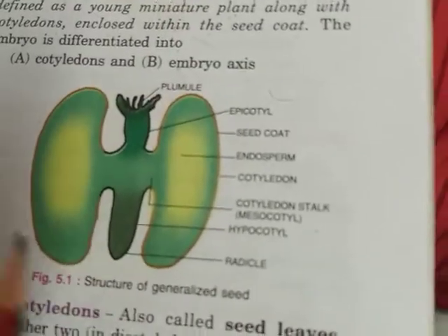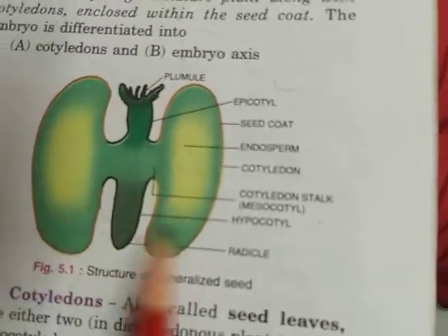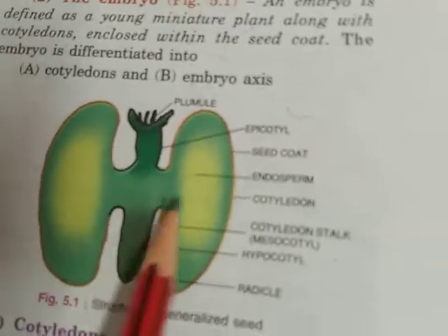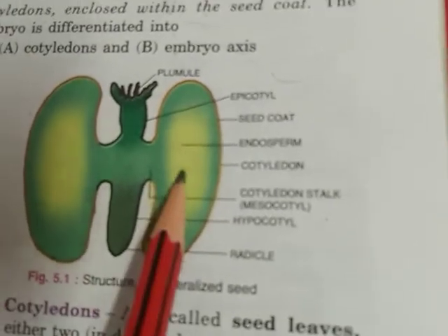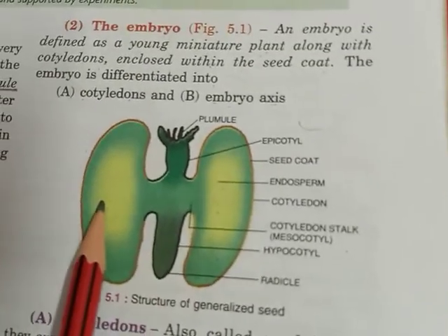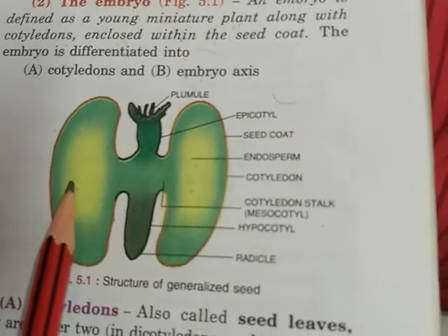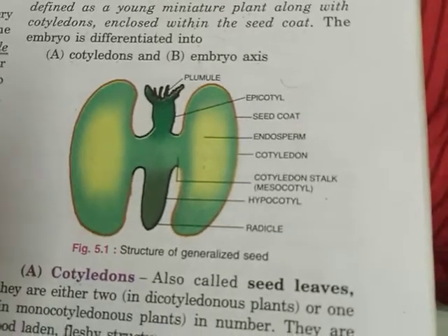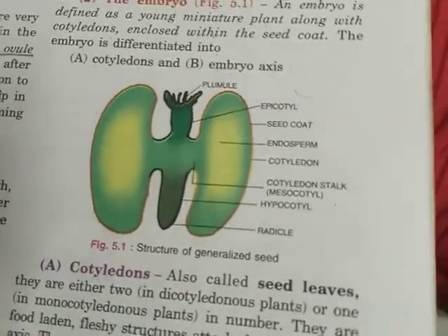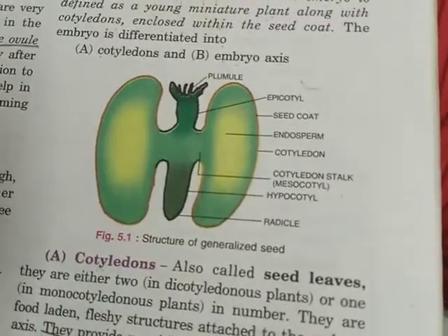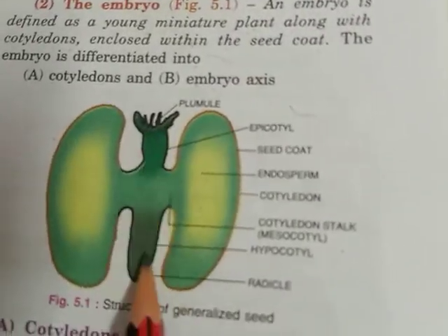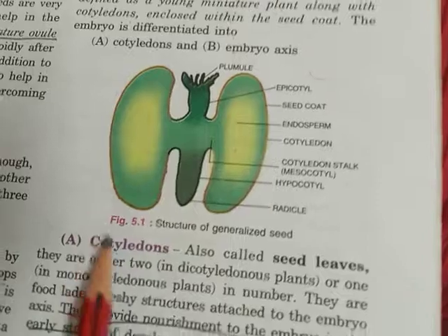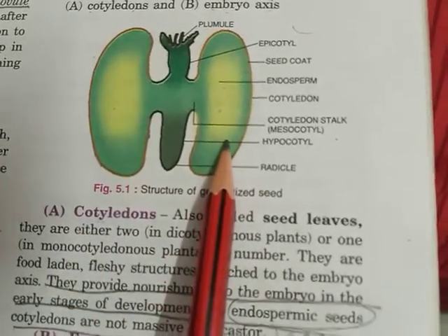Here is the structure of a generalized seed, and this seed is cut open. These two are known as the cotyledons. They are also known as the seed leaves. You can soak the bean seed in water and then remove the seed coat. When you remove the seed coat, you can open the two cotyledons on either side, and in between them you can see this embryo axis. This is the embryo axis. So we are studying now about cotyledons, also known as the seed leaves.